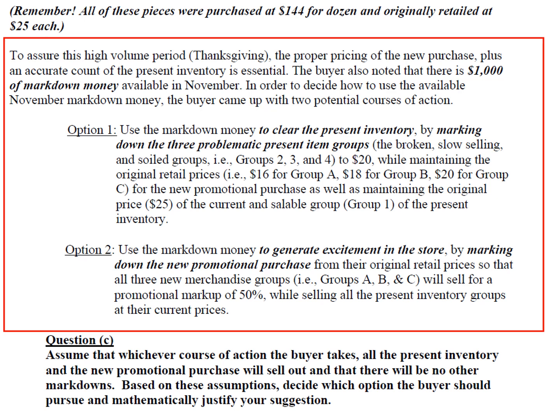Whereas the buyer is going to maintain the original retail prices for the new promotional purchases. Original prices mean $16 for group A, $18 for group B, and $20 for group C. You remember there were three different groups that carried different original retail prices, and she's going to just maintain those retail prices. If this is the case, then what's going to be the outcome?